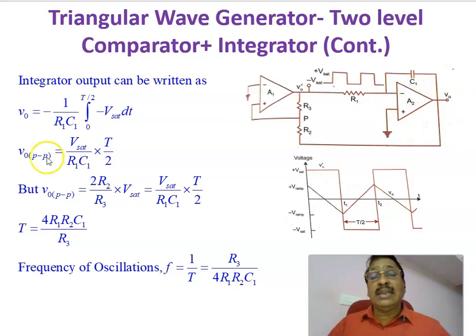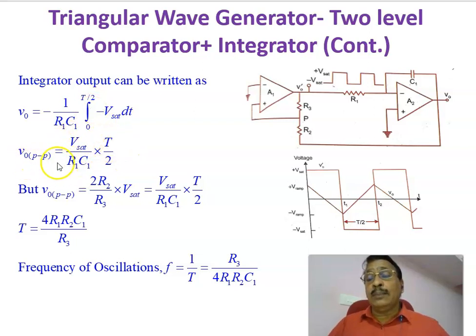Integrator output equation: the basic equation is the output voltage is given by minus 1 by R1 C1 times the integral from 0 to T by 2, where the total period is T. Here I am taking the value as minus VSAT, or we can take either plus or minus VSAT. If you integrate this, the peak-to-peak output voltage will be VSAT divided by R1 C1 into T by 2.